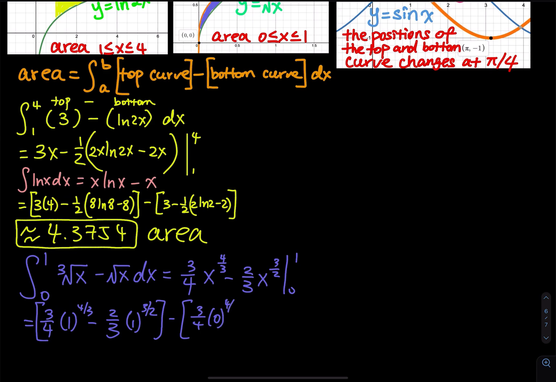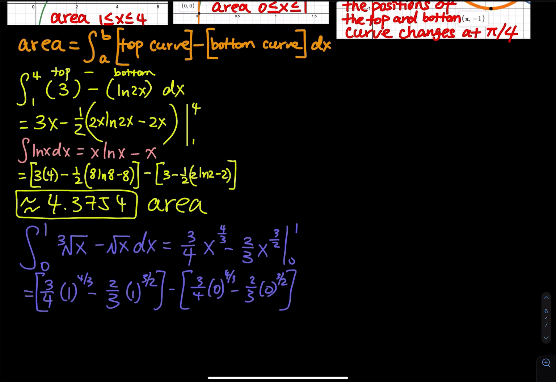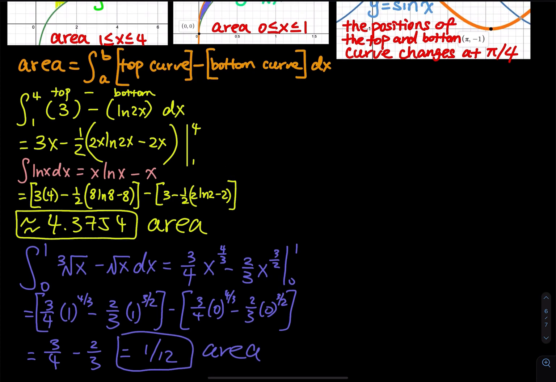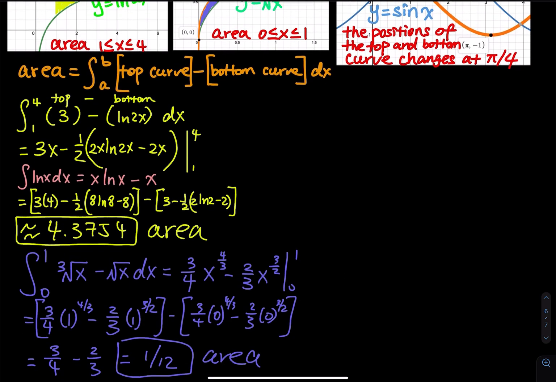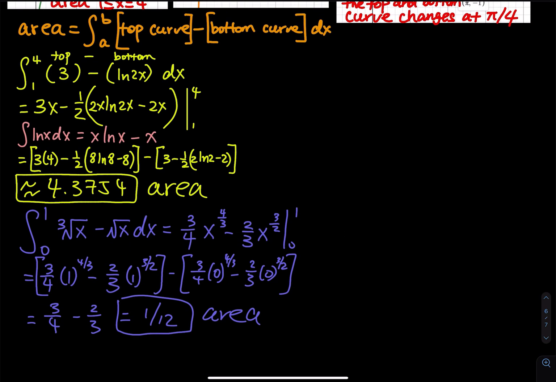0, 4 over 3, minus 2 over 3, 0, 3 over 2. Alright, the second square bracket is just all 0. So this is a 3 over 4 minus a 2 over 3. And then that gives you a 1 over 12. And then this is the area between what? Between the cube root and the parabola. So that is for the second graph.